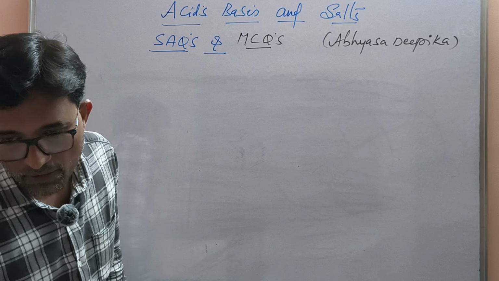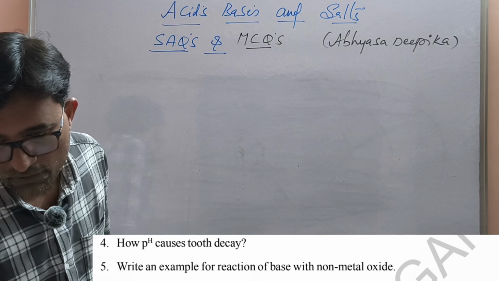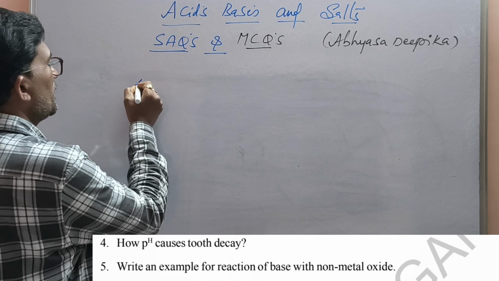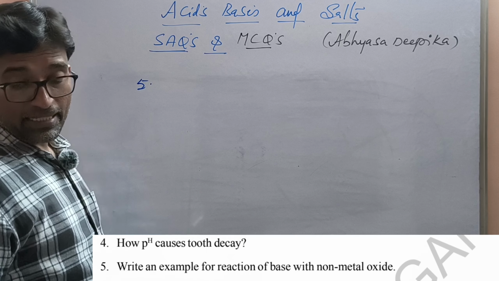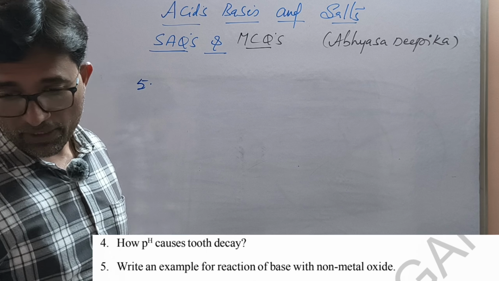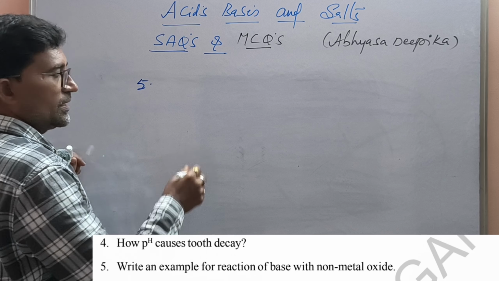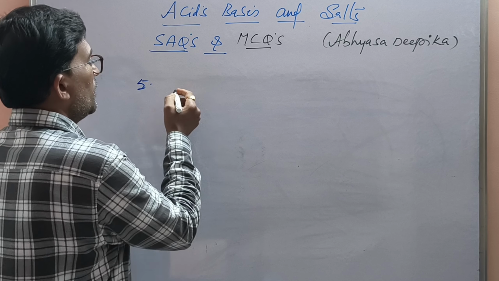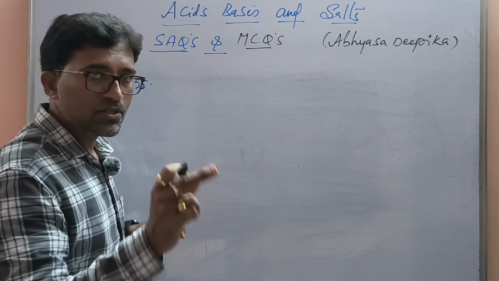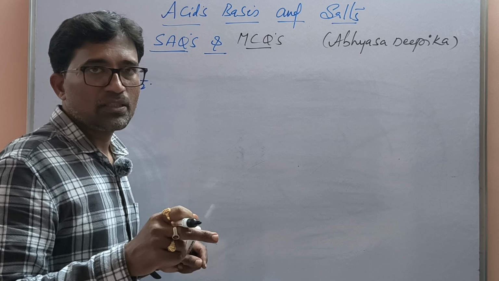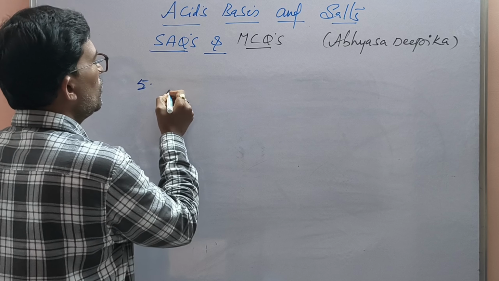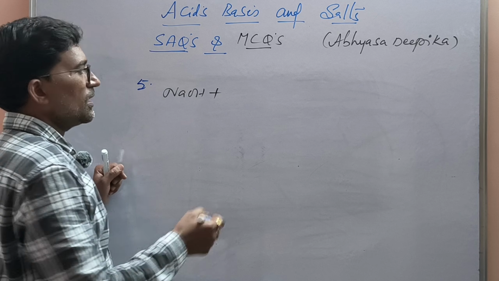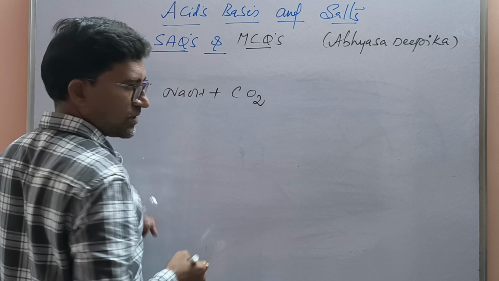Next one, write an example for the reaction of a base with a non-metallic oxide. Now the fifth question is, write an example for the reaction of a base with a non-metallic oxide. We know sodium hydroxide is a base, and carbon dioxide, for example, is a non-metallic oxide.